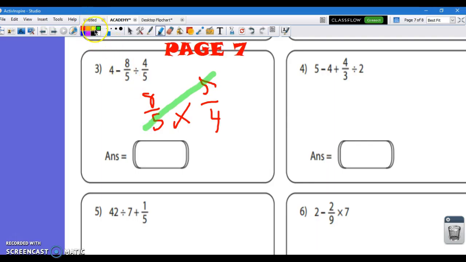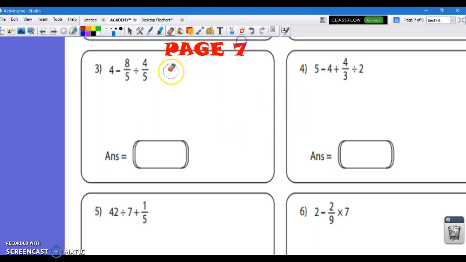See if I can reduce. I can reduce here, and I can reduce here. Multiply straight across. 2 times 1 is 2. 1 times 1 is 1. So as you know, I can take that out and just leave the whole number of 2. So all that division just equaled the number 2.